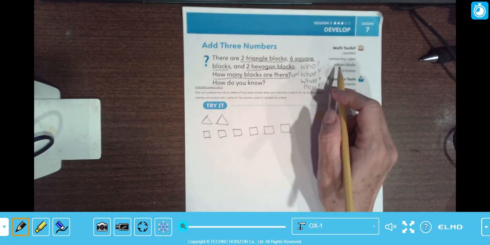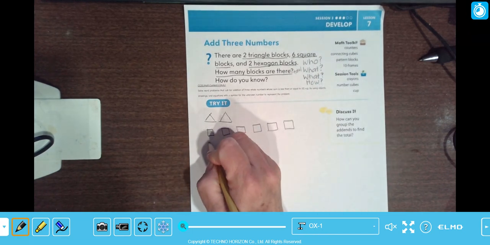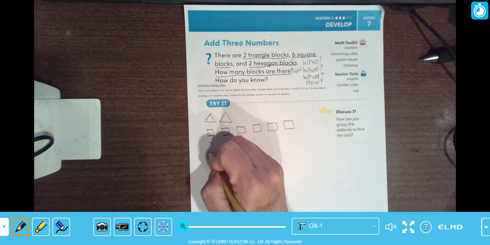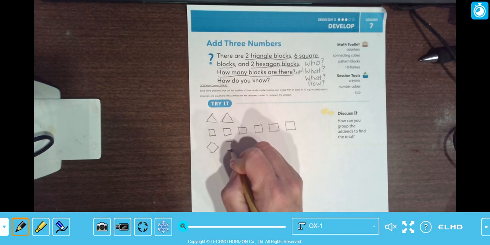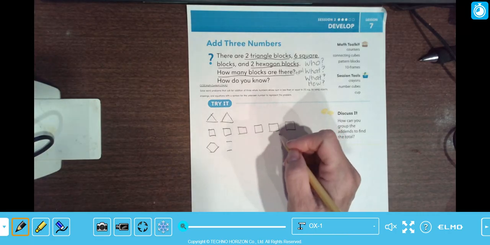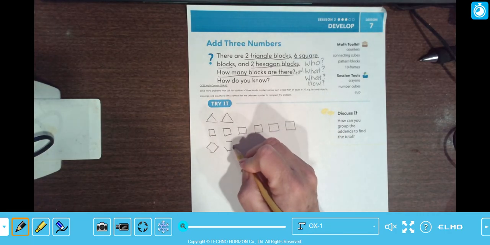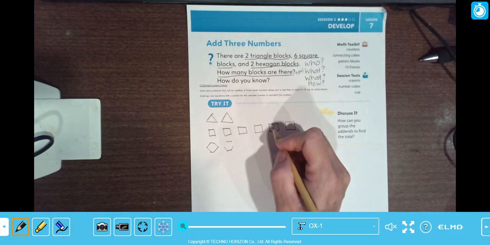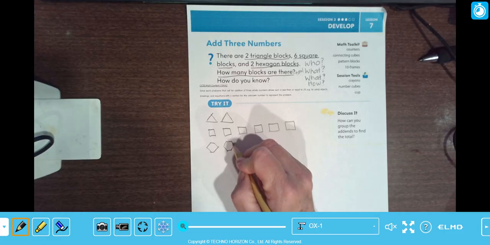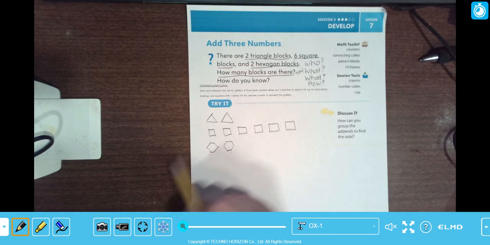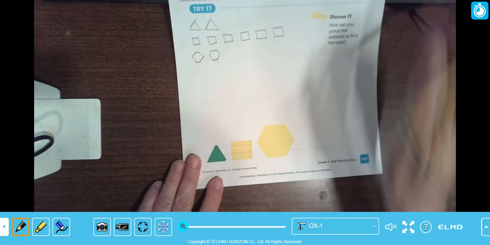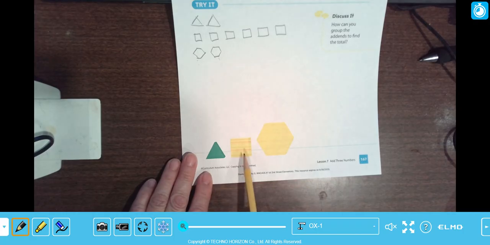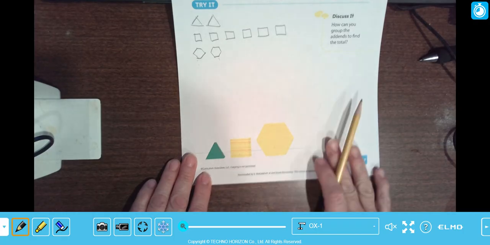2 hexagons. Oh, hexagons are hard to draw. Okay, let's draw them. Actually, hexagons go like this. So it's a top and a bottom. Draw the top and the bottom. And then go like this, and go like this, and then go like this, and then go like this. So there's the 2 hexagons. So 2 triangles, 6 squares, 2 hexagons. Like this. Okay? Right here.